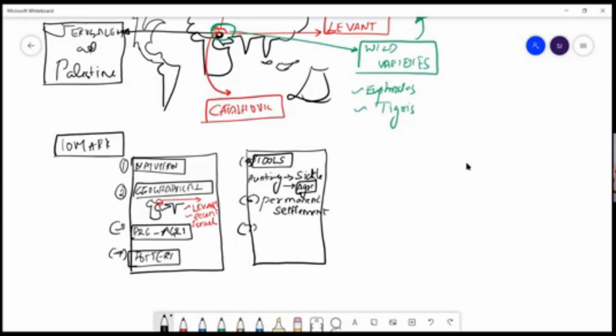Culture starts developing. When culture starts developing, you start having a habit of burial. So in Kettlehook, if you see in the Natufian culture, next to it, as I said, is Kettlehook. They actually buried their dead people inside their house itself. So when permanent settlement starts, you start having this connection to your buried ancestors. So ancestral worship starts.